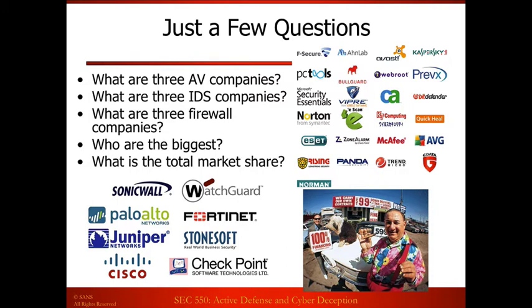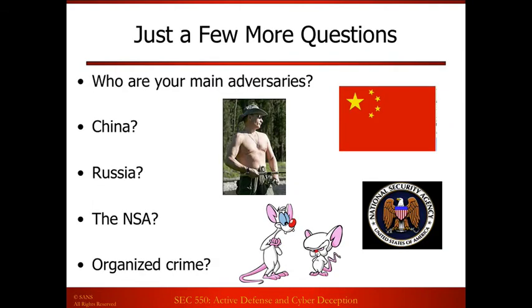Just a few questions. Take a couple of moments and write down what are 3 AV companies. Points for big names, right? I want you to think of 3 IDS companies, intrusion detection system companies. Once again, points for big names. What are 3 firewall vendors? Who are the biggest? What is their total market share? I'm willing to bet with the 3 or 4 top names in AV, IDS, IPS, firewalls, you've gotten somewhere like 80 to 90% of the entire market share. Well, okay, with that in mind, if we know that we have that many vendors that have that much of the market share, a few more questions.